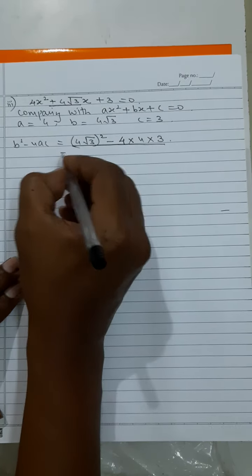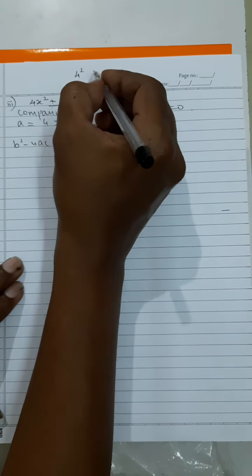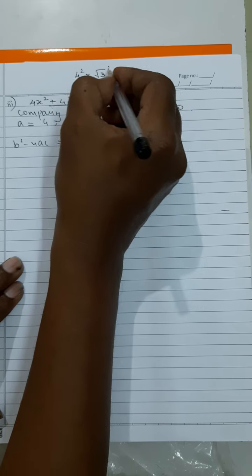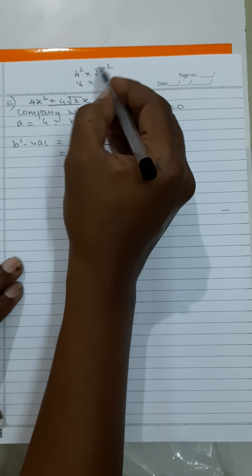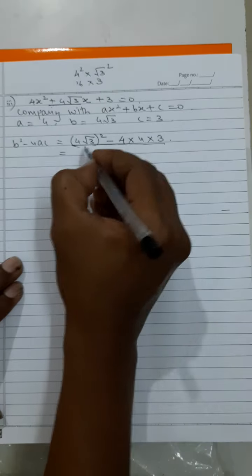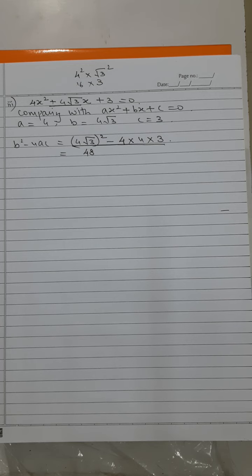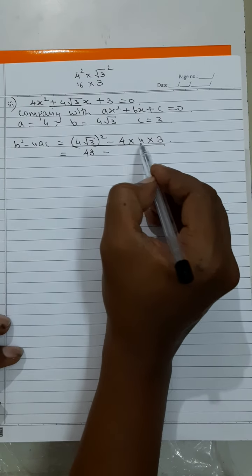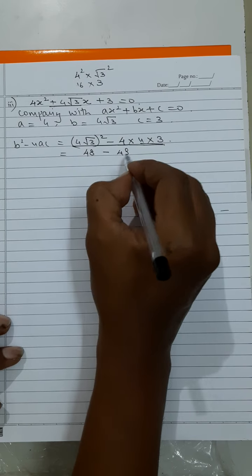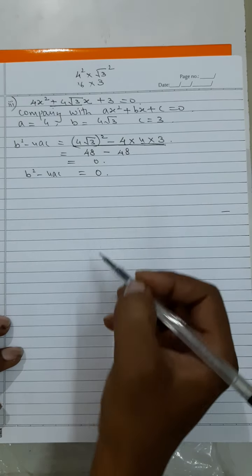Now this will give you 4 4s are 16. The square will be of root 3 also, and square will be of 4 also. So this will give you 16 into root 3 square, which is 3. So 16 3s are 48. Minus, 4 3s are 12, 12 4s are again 48. So this will be equal to 0. So you get b square minus 4ac is equal to 0.